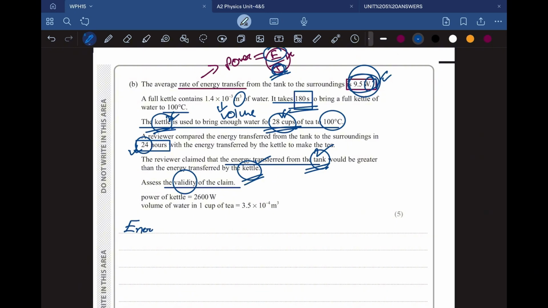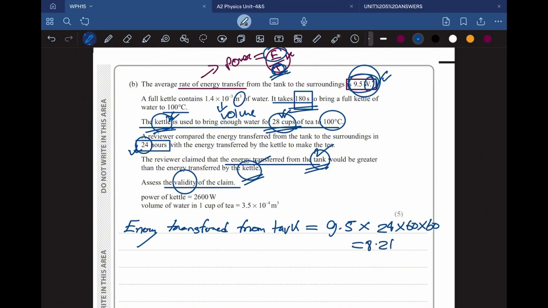So energy transferred from the tank is equal to power multiplied by time taken. Our power is 9.5 multiplied by 24 hours. This 24 hours needs to be converted into seconds. We know each and every hour is 60 minutes, so we will multiply the hours by 60, and each and every minute is 60 seconds, so we will multiply it again by 60. This will give us a value of 8.21 × 10^5 joules. We have calculated the energy transferred from the tank.